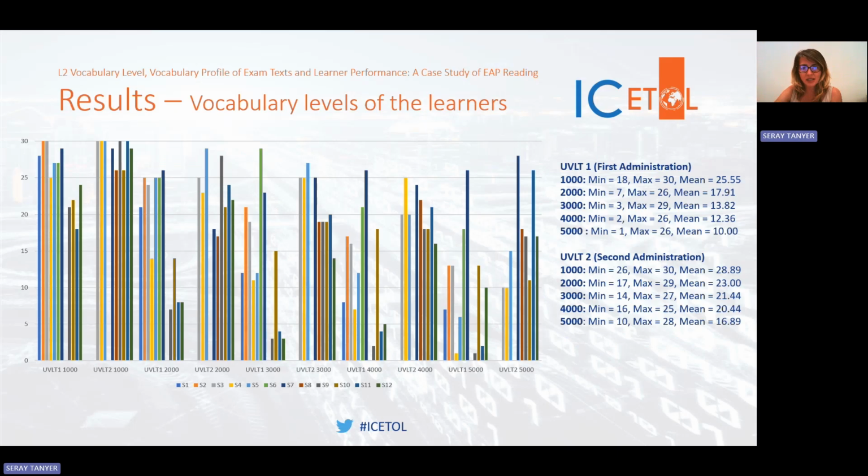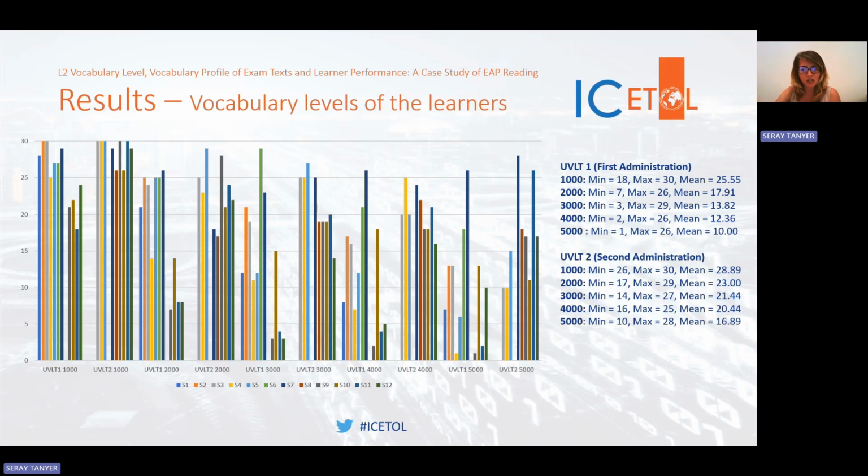The results of the study indicated that, firstly, let's look at the updated Vocabulary Levels Test results. The results demonstrate learners' receptive vocabulary development between the first and second administrations. In the first administration, learners achieved an average of 25 out of 30 at the 1,000 word level, with steadily lower means at subsequent levels: 17, 13, 12, and 10.